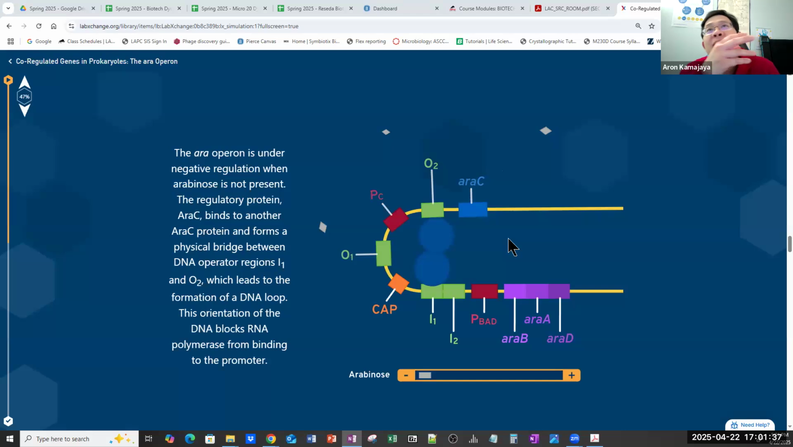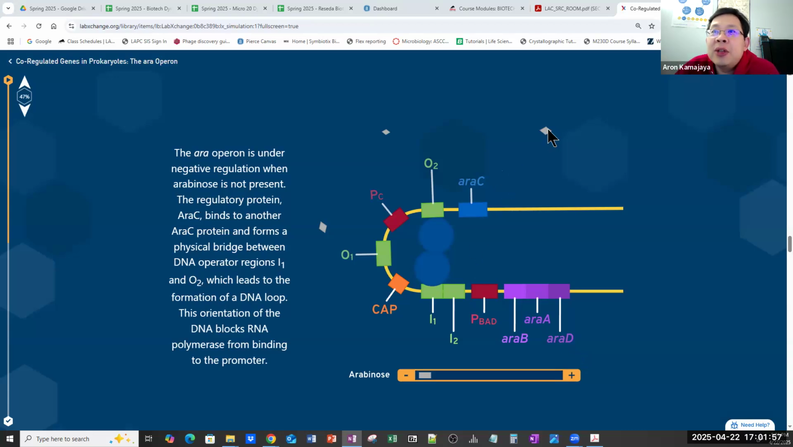And this is why when you do not have arabinose, there's no expression of this gene. Remember, our gene is not RAB, RAA, RAD, but our gene is red fluorescent protein. And therefore, when you don't add arabinose, you don't have red color. There's no red fluorescent protein, right?